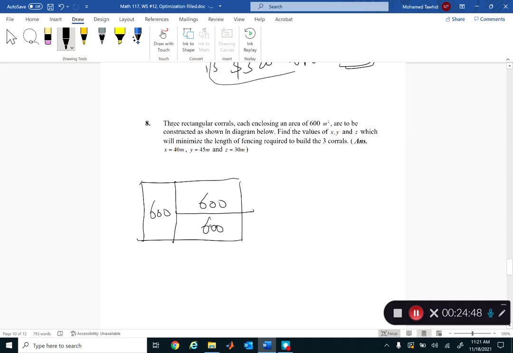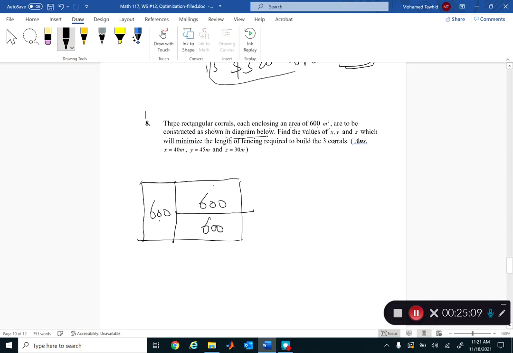So here I'm going to assume, guys, if you have 3 rectangular corrals, each enclosing an area of 600 square meters, to be constructed as in the diagram. The diagram is given here, guys. So the diagram is missing, so I graph this one here.